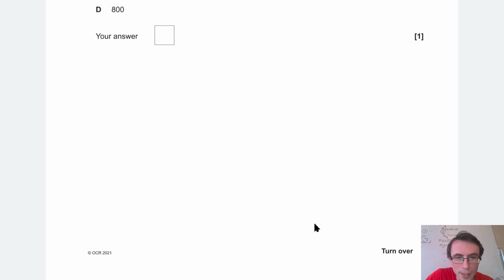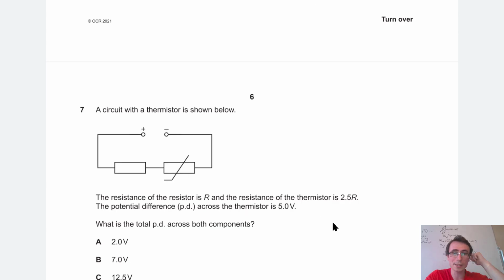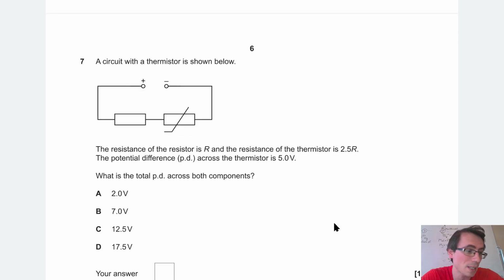Okay, question 7. Let's have a look. We have a circuit with a thermistor that is shown below. The resistance of the resistor is R, and the resistance of the thermistor is 2.5 R. So always useful to just do this. This one here is R, and the thermistor is 2.5 R.